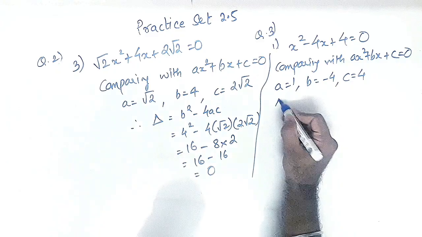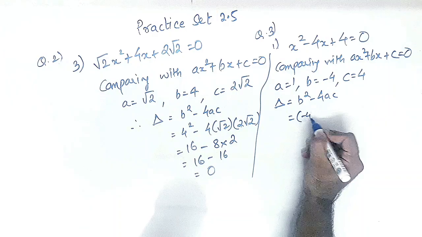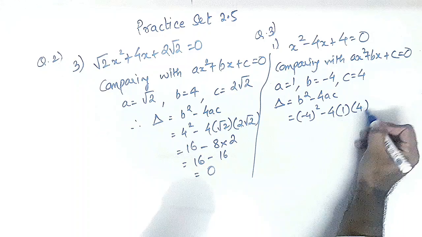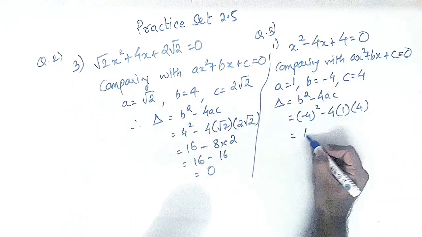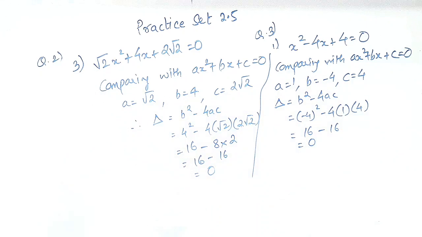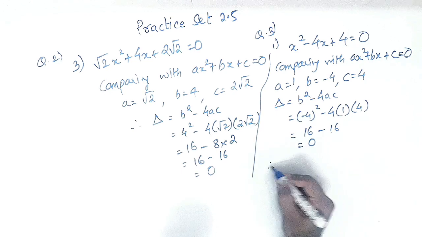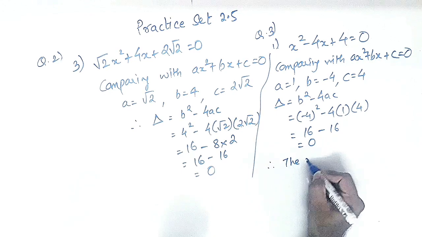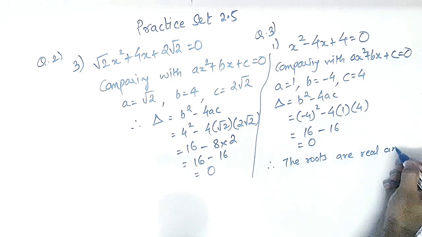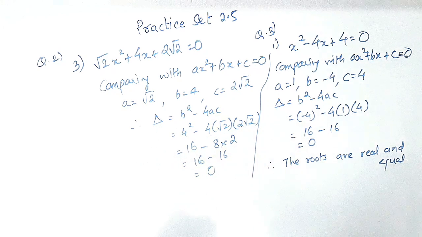So value of discriminant b square minus 4ac, that is minus 4 square minus 4 into a is 1, c is 4. Minus 4 square is 16, minus 4 4s are 16. Here we are getting 0. Value of discriminant is 0, so we can write, therefore the roots are real and equal.